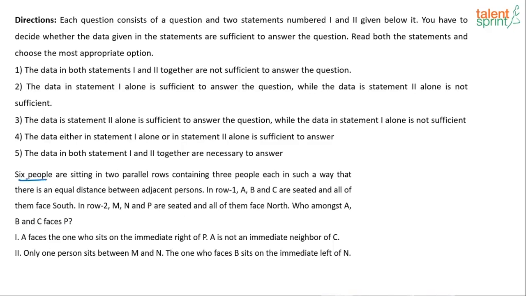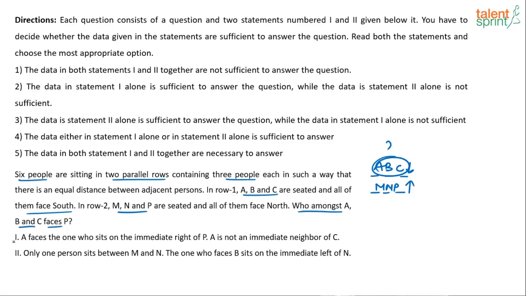So basically he's talking about 6 people who are seated in 2 parallel rows containing 3 people each. So 1, 2, 3 in one row, 1, 2, 3 in the other row. In row 1, we have A, B, C who are seated and all of them face south. So this is the A, B, C row, all of them face south. The other one is the M and P row, and they are facing north. Now who amongst A, B, C faces P? Who's opposite to P is the question, right?